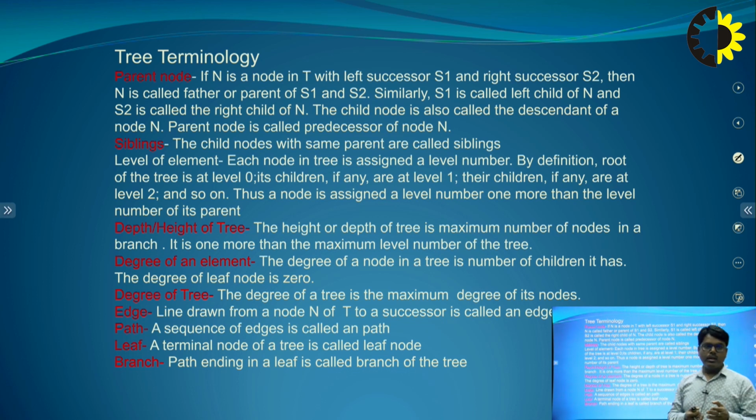The height or depth of the tree is the maximum number of nodes in a branch. It is one more than the maximum level of the tree. Again, here comes the maximum level. That's why I was earlier explaining that based on the level, if we are considering any particular leaf node and trying to find out its depth or height, then we have to check the edges connected starting from the leaf node to that particular root node, and this will help you find out the depth or height of the tree. We'll again come to explain what exactly it is and how it can be represented.